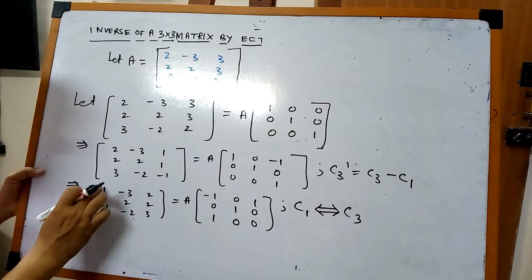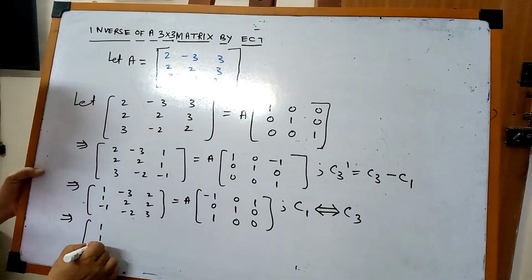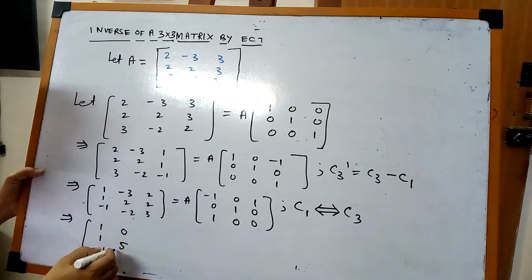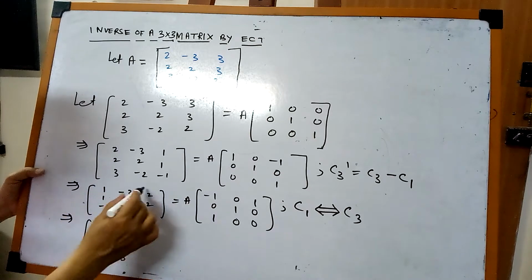How to? You multiply this by 3 and add. So it will be 1, 1, minus 1. This by 3 and add here, it will be 0. This by 3 and add here, it will be 5. This by 3 and add here, it will be minus 5. And this by 2 and subtract.